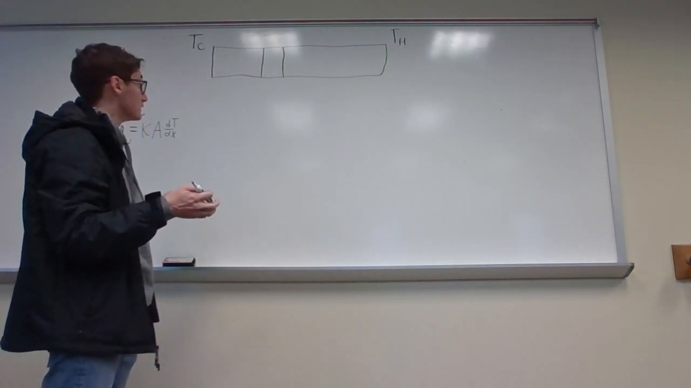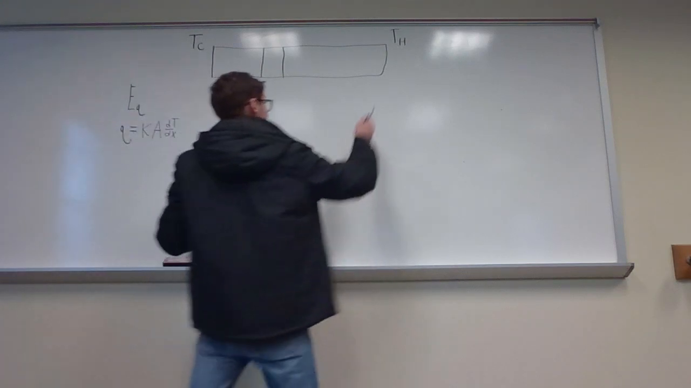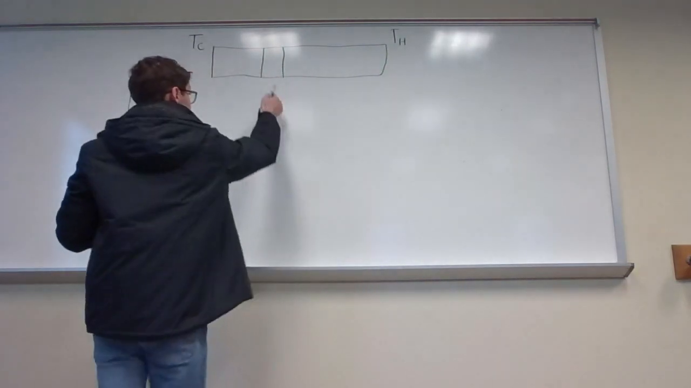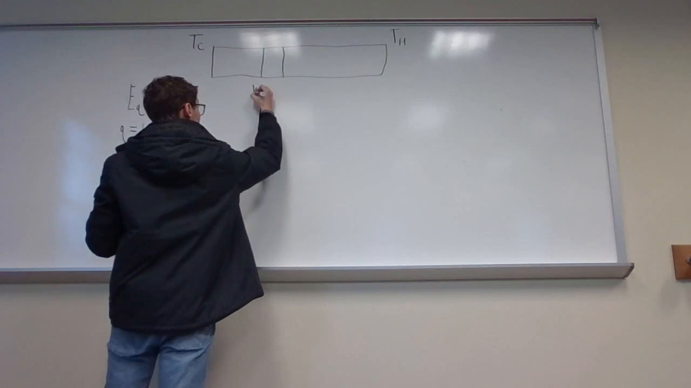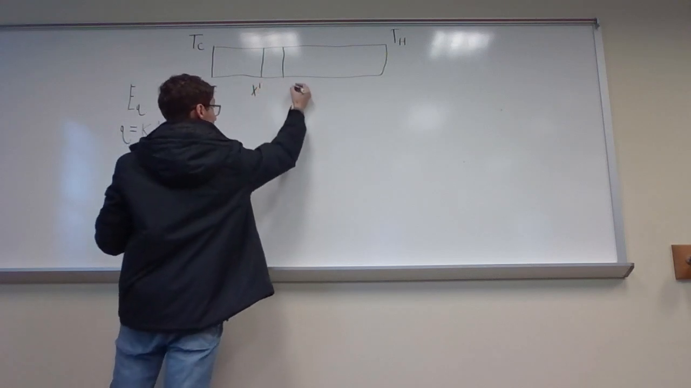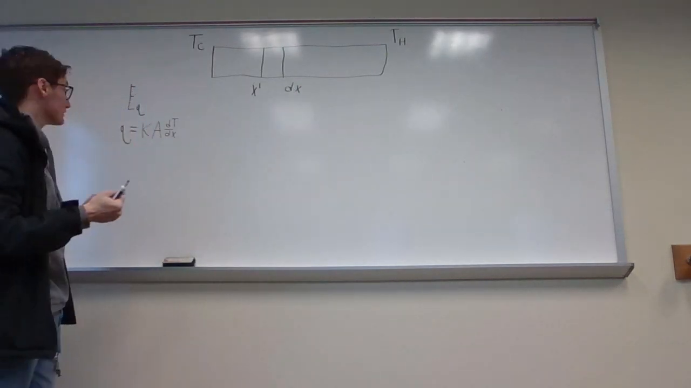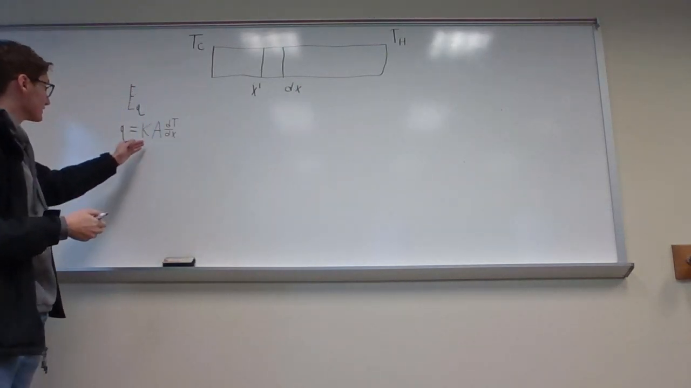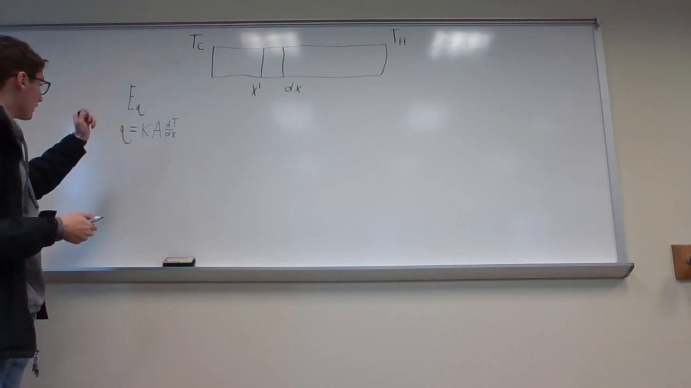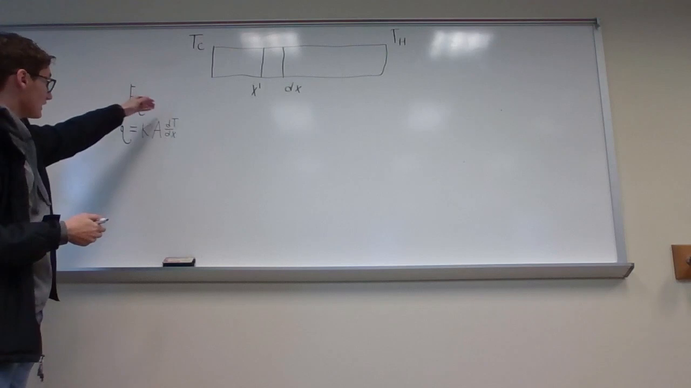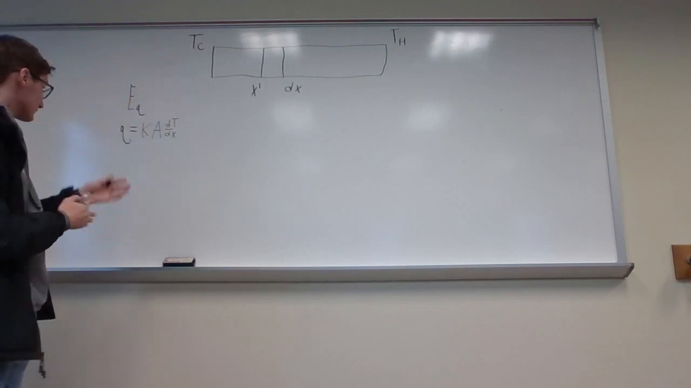What I've done here is write down a few of our notes. We have Tc on one side of the bar and Th on the other, along with a section here, which I am going to call x prime, and we're going to call this dx. We also have an equation that's pretty well known as Q equals K times A times delta T over dx, which is our thermal conductivity times the area multiplied by the gradient in temperature over the width or the distance.